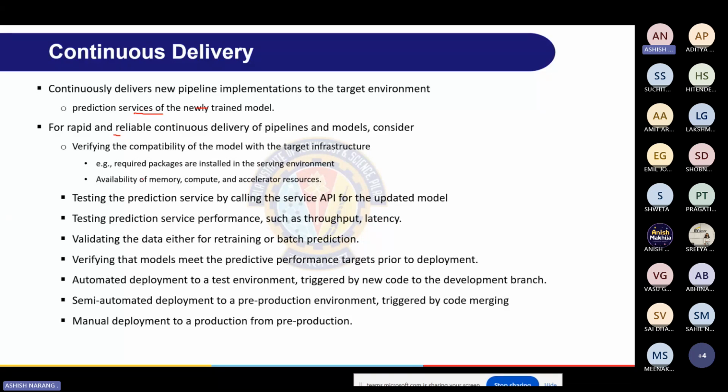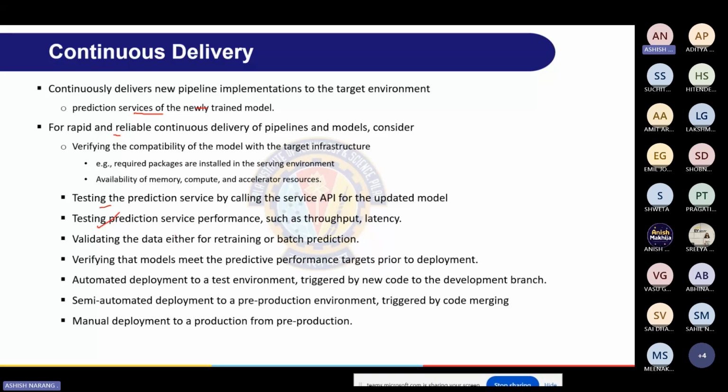Now, what they are checking is testing the prediction service by calling the API, testing the prediction service performance. They are going to check the throughput, latency, because when you deploy a model, you have to check multiple things. It does not mean, okay, my model is working well and I can simply deploy it on any part of the infrastructure. I need to check what is the throughput, what is the latency, is it within reasonable expectancy or not? Because ultimately it should add a business value to me, right?